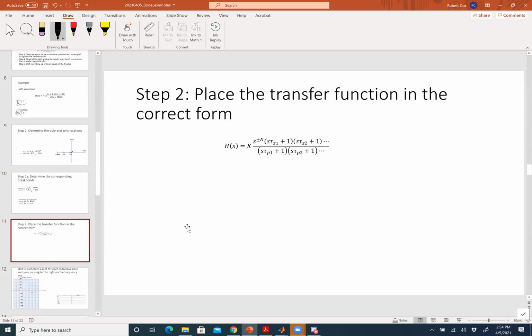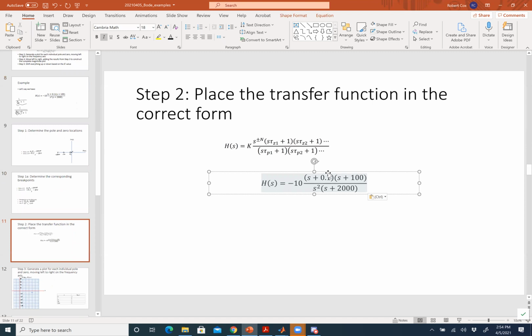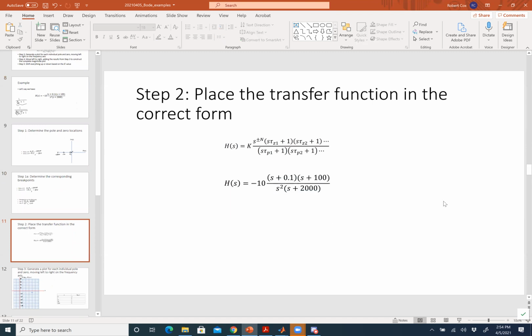Now, here is our standard form, our step 2. Let's copy this over. There's our original transfer function, and we want to get that in standard form. It's not. Getting this in standard form is a pretty trivial thing to do. I'm just doing basic algebra here, right? So I'm saying H of s equals negative 10 times what? 100 outside on the top and 2000 outside on the bottom. So I have to factor out 0.1, 100, and 2000.